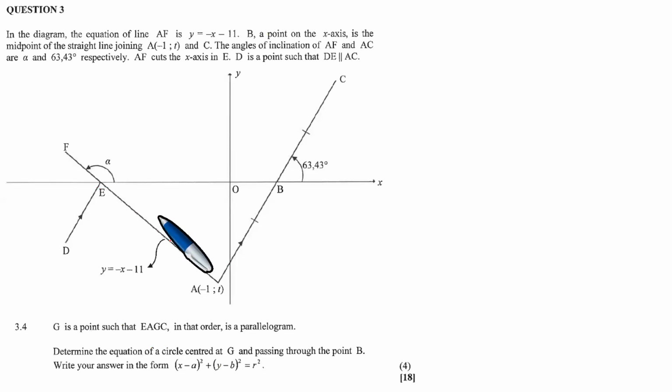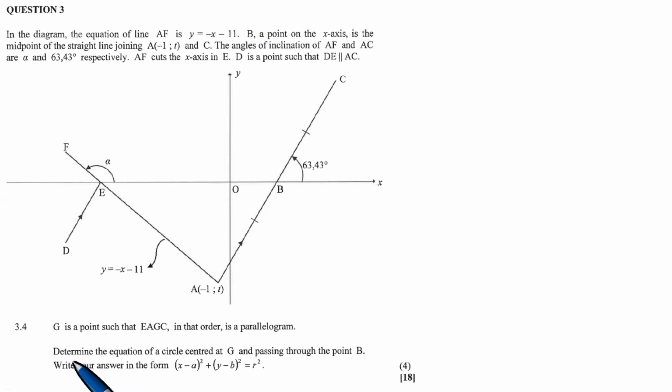You start from E, you go to A, then you have G somewhere, and then you have C there. It is a parallelogram. Obviously you need to think about where these things are located and how this parallelogram is formed. Okay, let's do this one. It's an interesting question. We have been told that G is a point such that in that order you have a parallelogram.